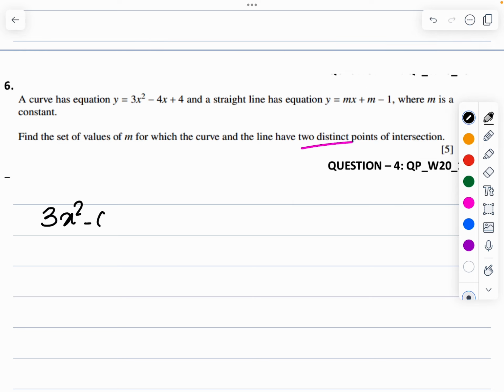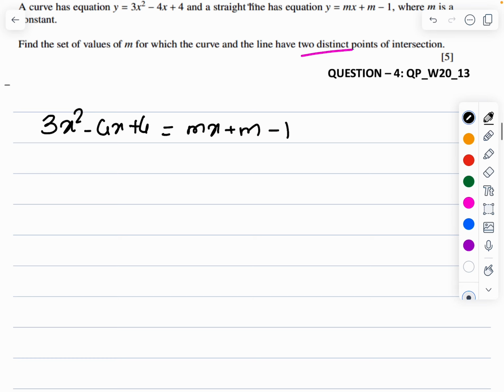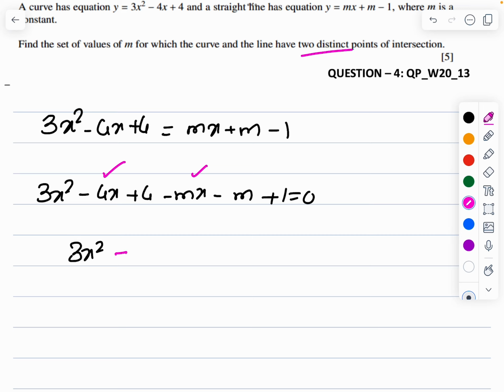3x² − 4x + 4 = mx + m − 1. Then bring all the terms to one side: 3x² − 4x + 4 − mx − m + 1 = 0. 3x², then 4x and mx are like terms, so take x common, so it becomes (4 + m). Then 4, m and 1 are constants, so it becomes 5 − m = 0.